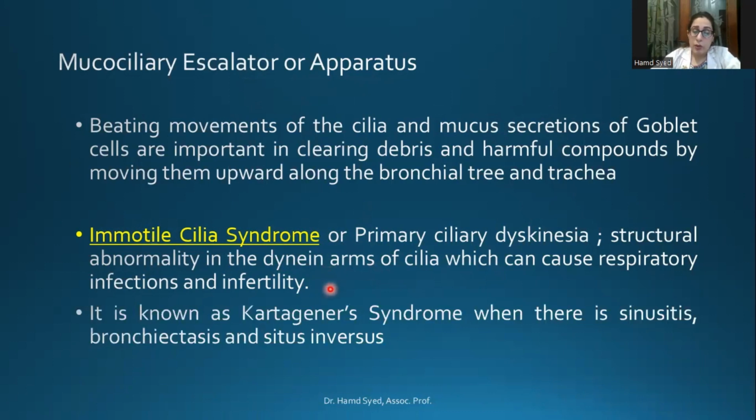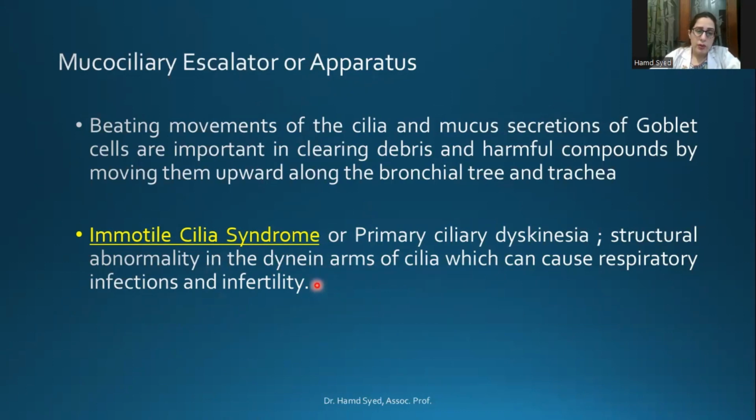Now, why would it cause infertility? Well, in case of females, the infertility would be due to the involvement of the cilia of the cells which are lining the fallopian tube. And the beating of the cilia of the cells lining the fallopian tube has an essential role in the transport of the ovum across the fallopian or uterine tube. Since that is affected in case of females, it can cause female infertility or subfertility.